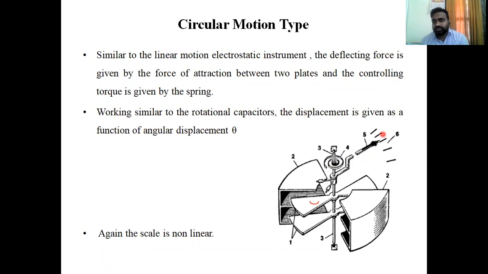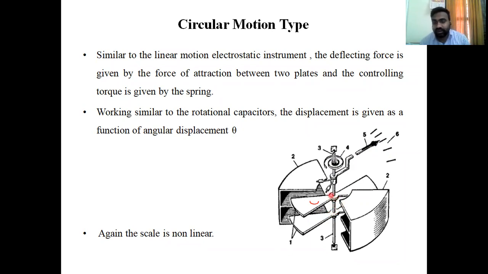Again, it is an electrostatic instrument. The scale is non-uniform because theta is proportional to voltage square, as we derived in the torque expression. So what happens is, whenever the supply is connected, the fixed vane is ionized with a particular charge, and the movable vane is ionized with a particular charge. The fixed vane is ionized with a polarity, the moving vane is ionized with a polarity.